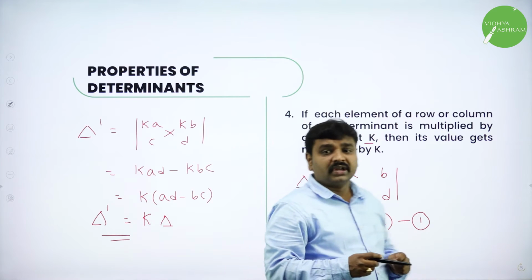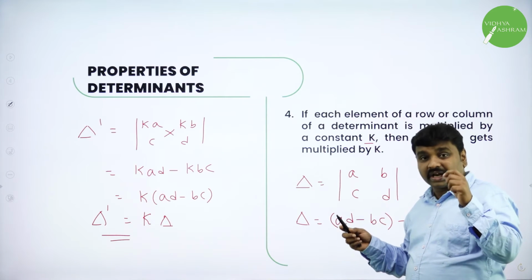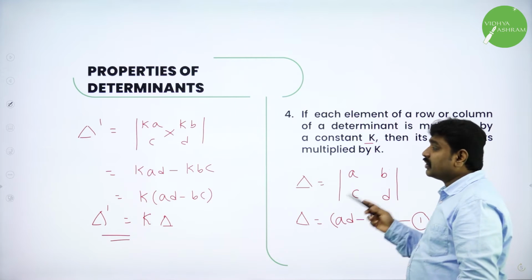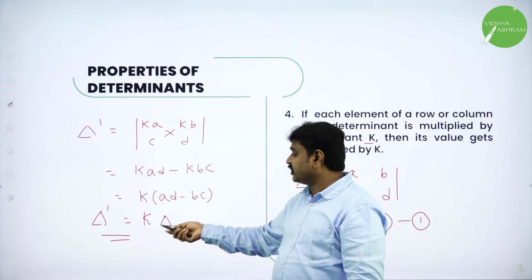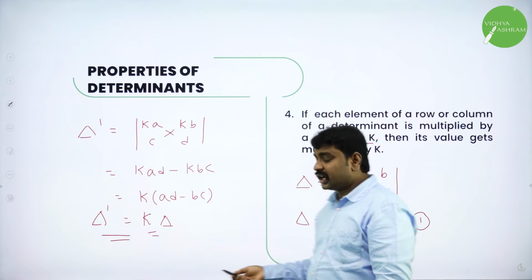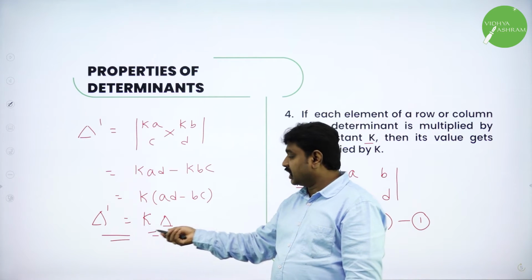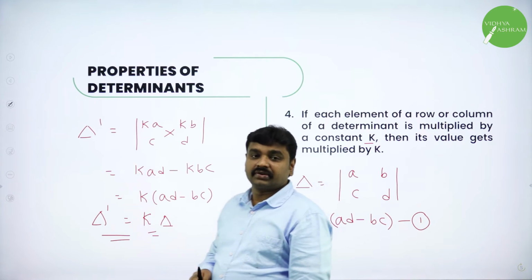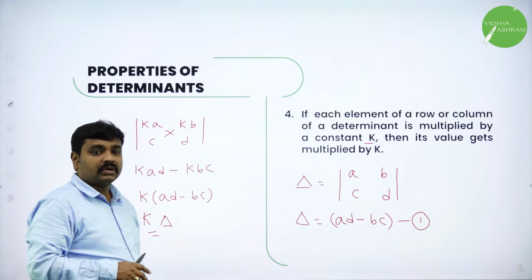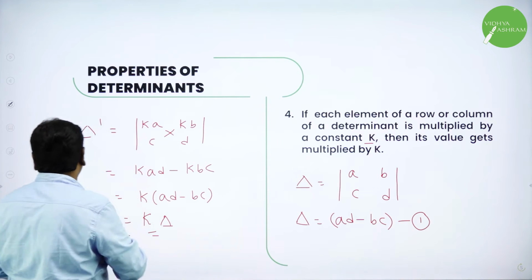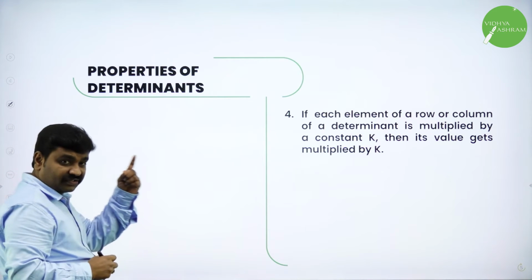What is the property? If any row or any column is multiplied by a constant, I am multiplying k to the first row. What is the first row? A, B. When I multiply k to the first row, the value of the determinant also multiplies by k. Earlier determinant value is AD minus BC. Now the determinant value is k times AD minus BC. That's it. So this is a way to prove. Better you take 2 cross 2 and arrive at it. Now we will see one example. For this we will take one example.